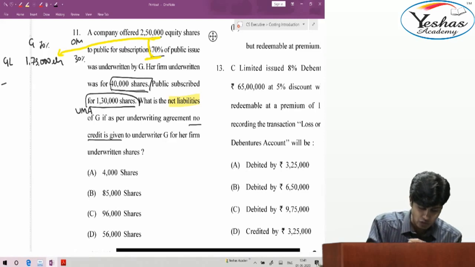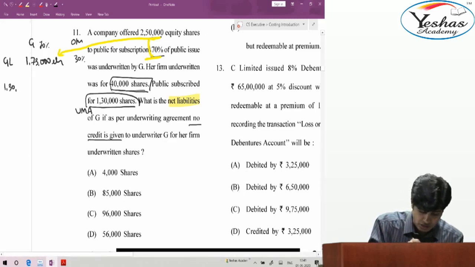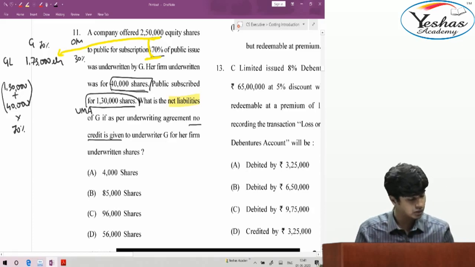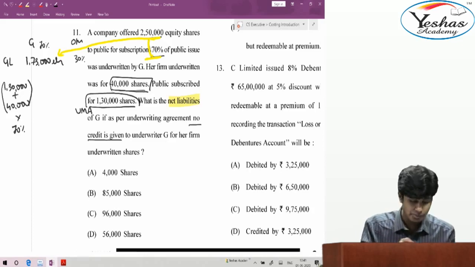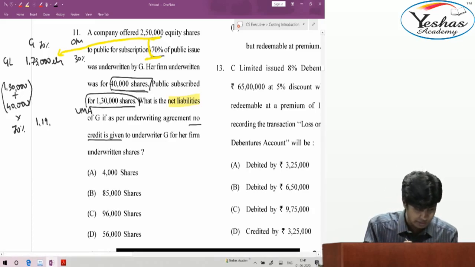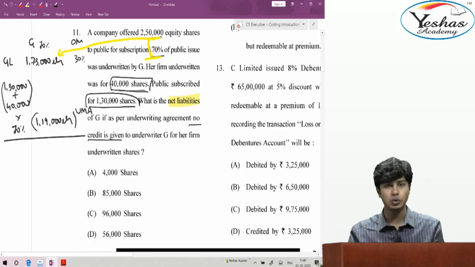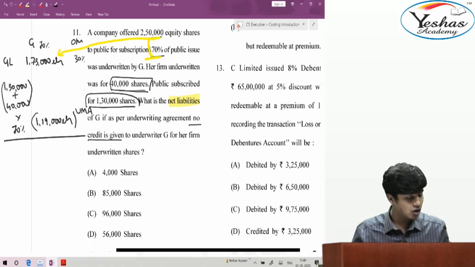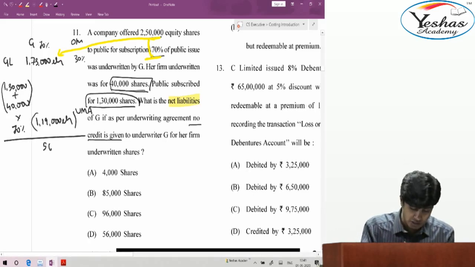So how much are the shares sold? 130,000 plus 40,000 multiplied by 70%. So how much do I get? 130,000 plus 40,000 multiplied by 0.7. I basically get 119,000 shares. So these are the number of shares that she sold, or is getting the credit for. So our target was 175,000. Out of that, 119,000 is sold. 56,000 she has not sold.